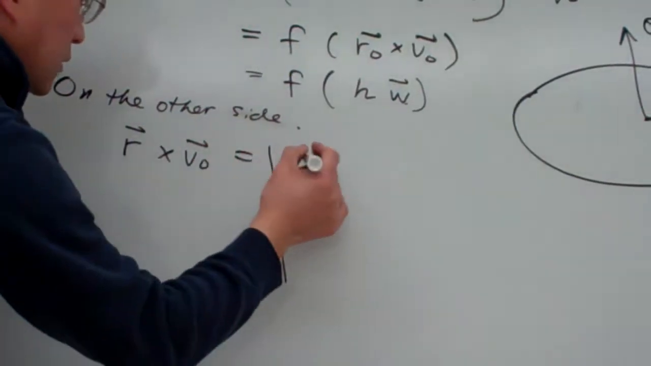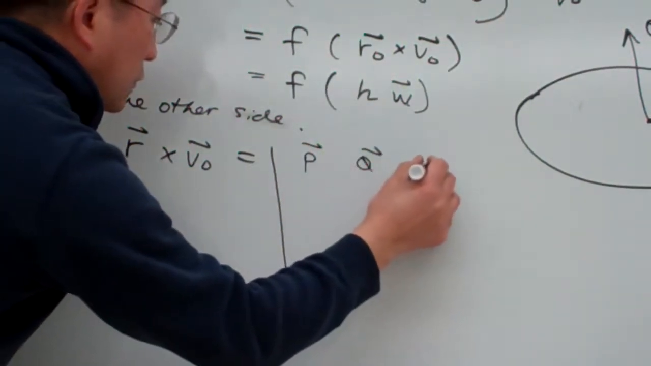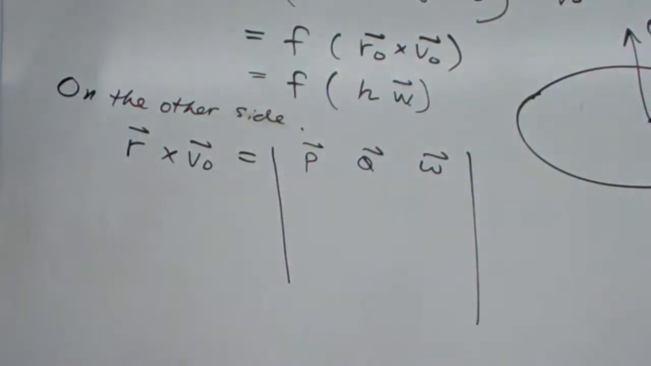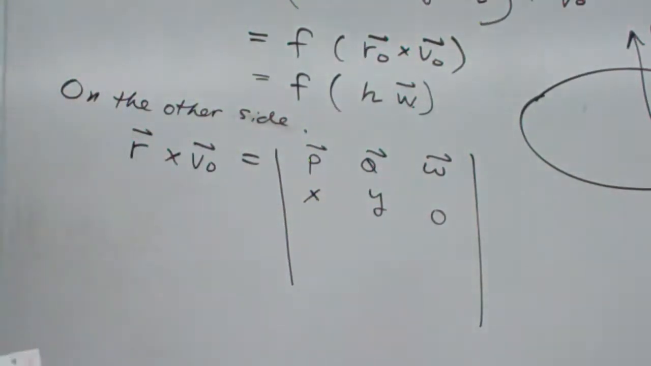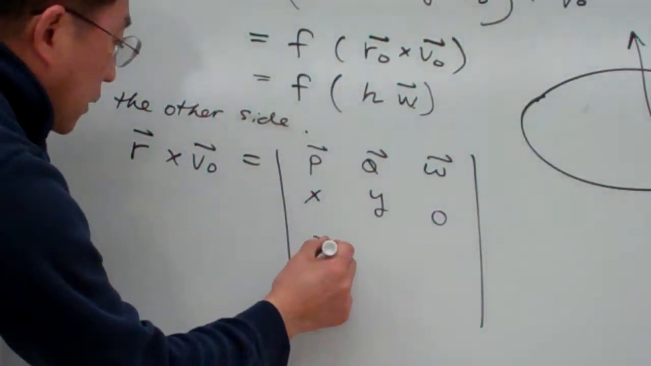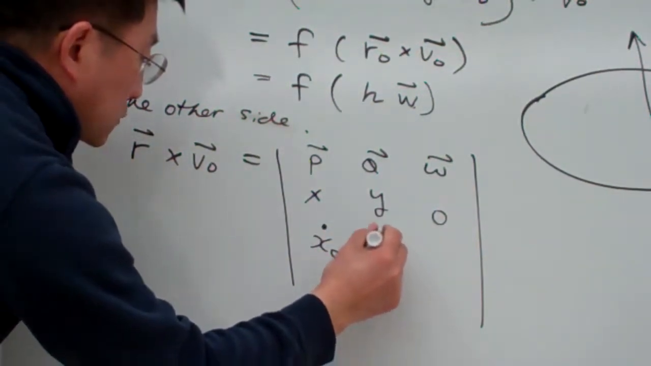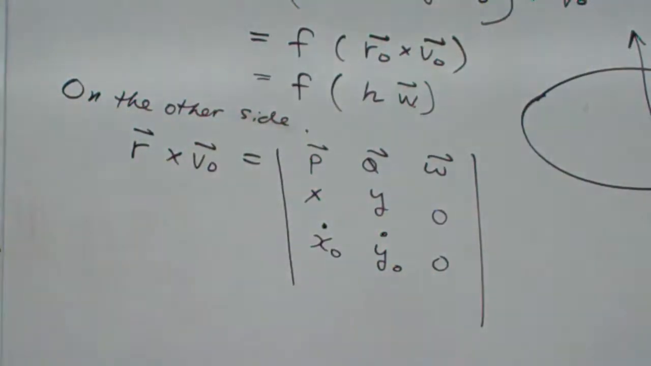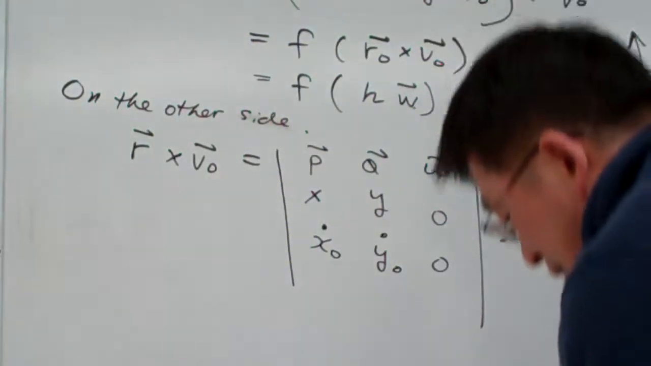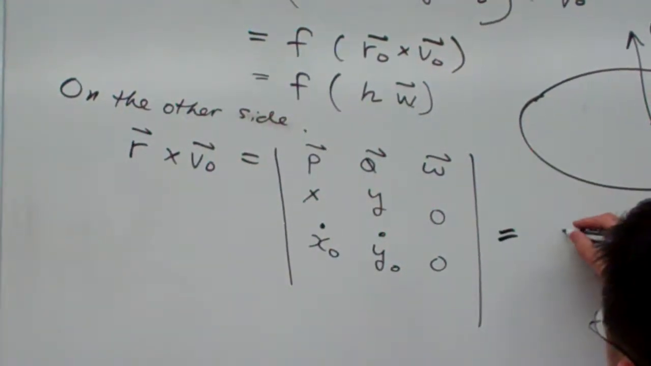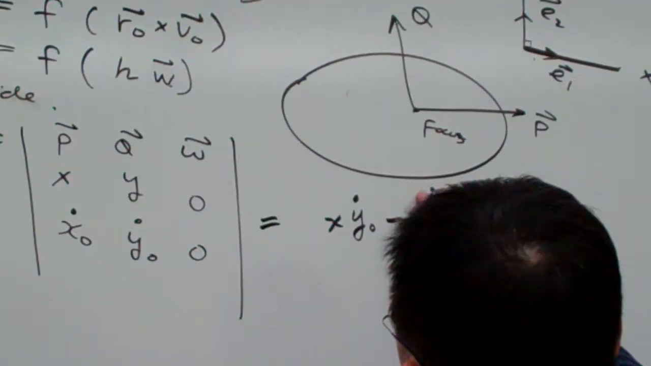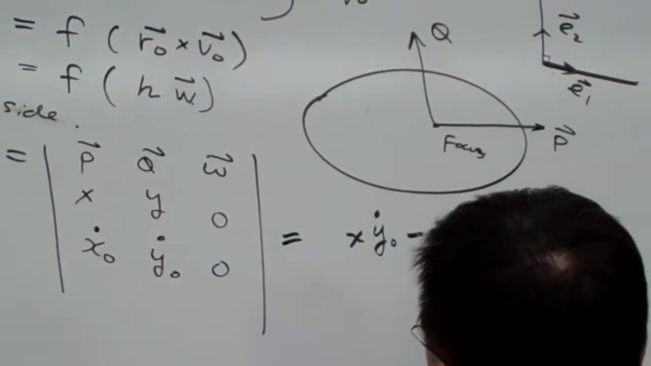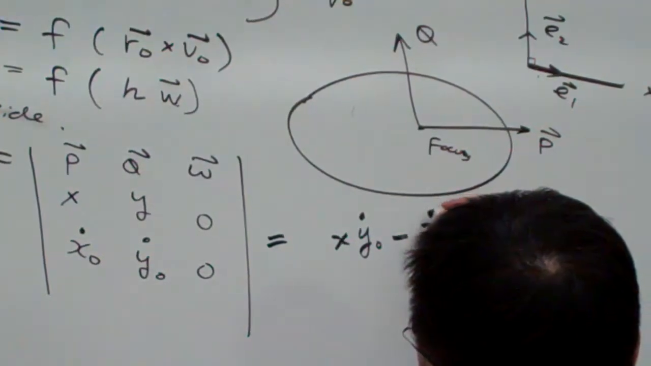Okay. So here is P, Q, W, and then here we plug in R equal to X, Y, 0, and V0 equal to X dot, Y0 dot, 0. We simply implement this one, we see what happens. So this result will give us X, Y0 dot minus X0 dot, 1.